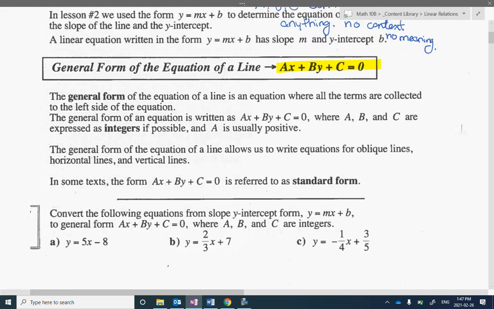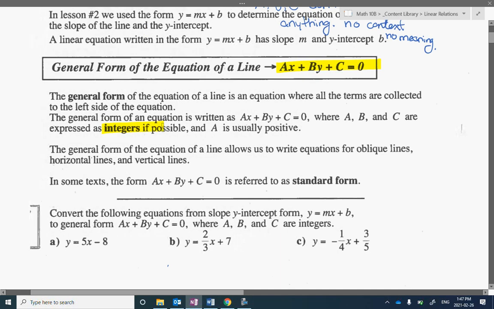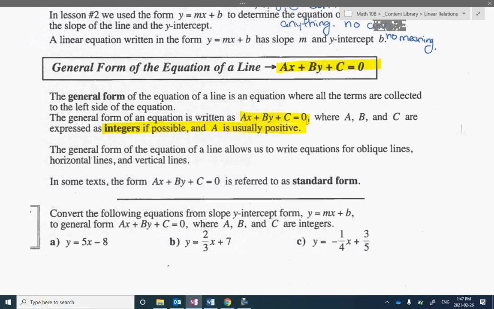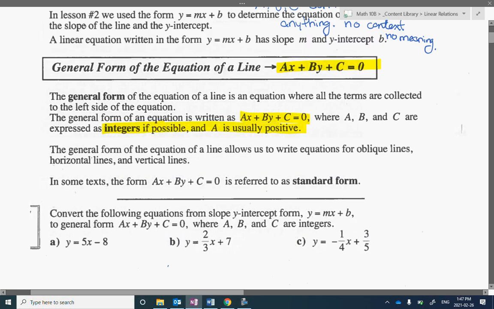Okay, so as I was saying, general form isn't super helpful, and then they add some extra complexities to it. So the extra rules: first off, A, B, and C, you cannot have decimals or fractions. So that means it's an integer. So we can't have any fractions there, so we're going to have to get rid of the fractions, as well as A has to be positive.